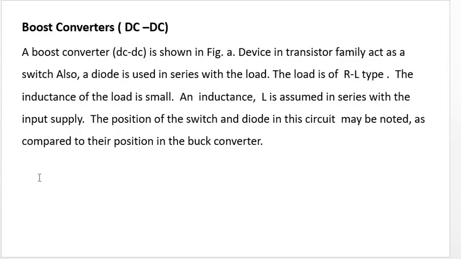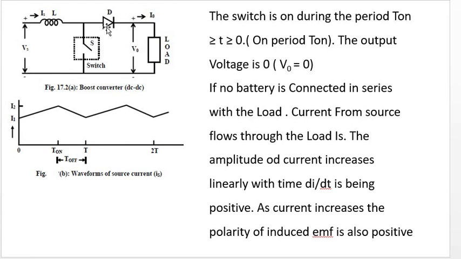In the boost converter, the switch can also be any one of the transistors acting as a switch, and the diode is used in series with the load. That is, the position of the switch and the diode is changed compared with the buck converter. The load is either inductive or resistive type. Here the value of the inductance of the load is very small. The inductance is connected in series with the input supply. So this diagram represents the boost converter.